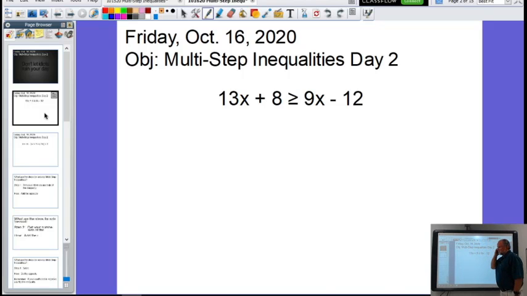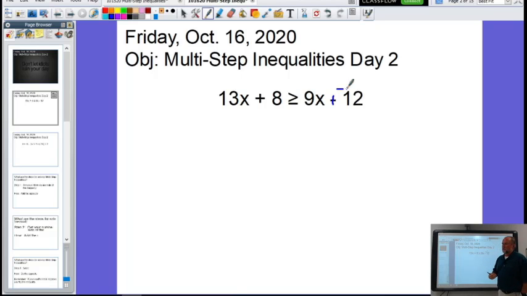Let's review. Here is a typical standard multi-step inequality. We found out yesterday that we solve inequalities exactly the same way we solved equations. There's a couple things that we look for in this problem first. The first thing we look at is, do we have any minus? I do have a subtraction, so I'm going to change the subtraction to addition next to its opposite.